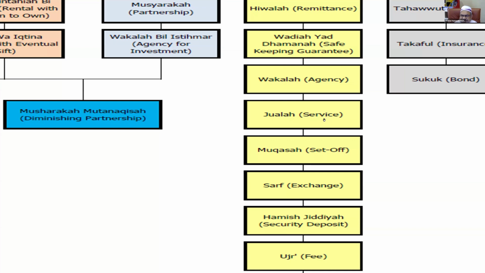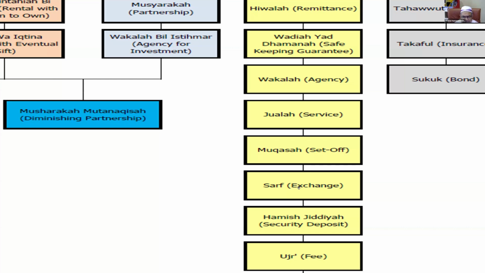In a commercial setting, we can say it is something to motivate the person to do well. So you give him an extra percentage of profits. For example, if he achieves, let's say, a 5% return, you give him some extra fee. That's called Ju'ala. Muqasa is set-off. Let's say I have a debt with you and you have a debt with me. I can set it off, we can set it off against each other.